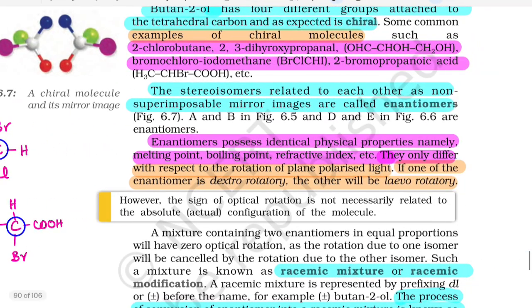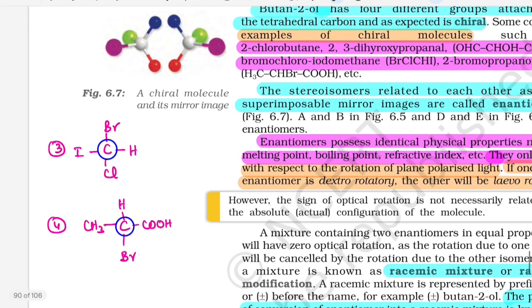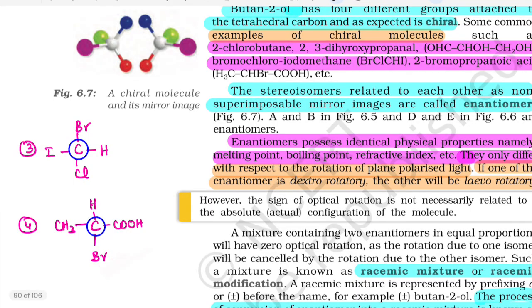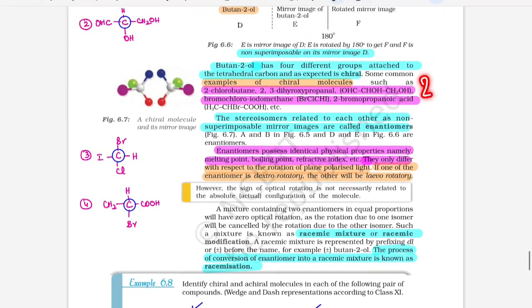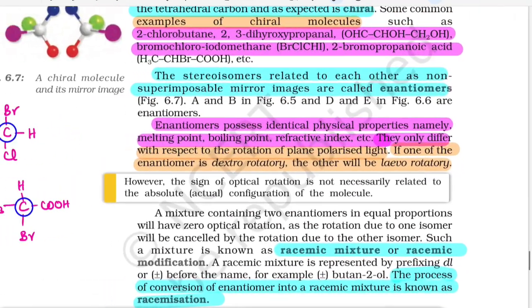The fourth example we will see, 2-bromopropanoic acid. So this is 2-bromopropanoic acid. So to the carbon you check hydrogen, methyl group, bromo group, acid group. So 4 different groups are present. So therefore this is also optically active. So they have given some examples. Make a note of it.